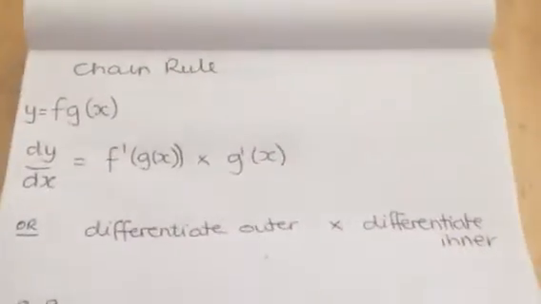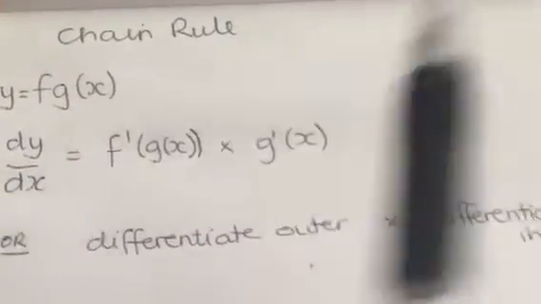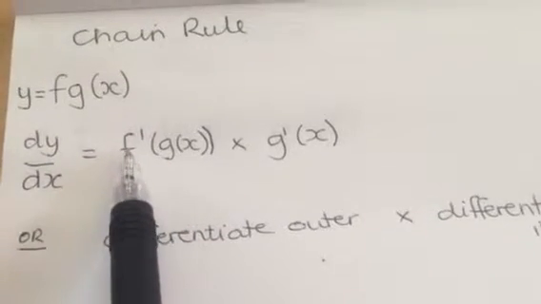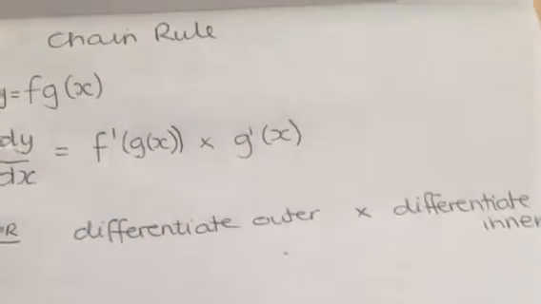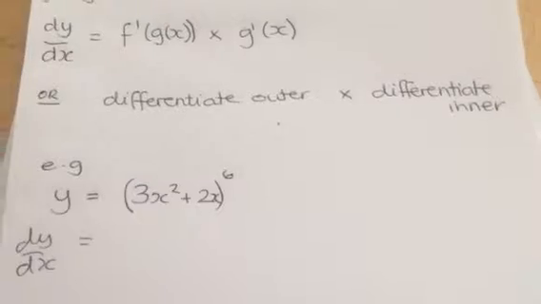So the chain rule in differentiation, where you've got to differentiate a function of a function, and the basic formula is that you differentiate the outer function, f dash of x on g of x, and then multiply it by the inner function differentiated. So it's easiest to show this in a couple of examples.